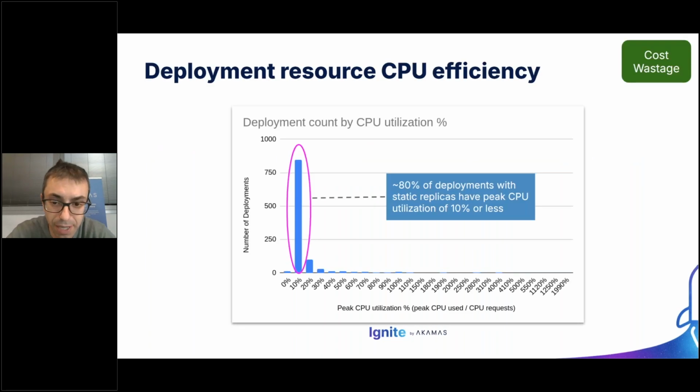So that's the result from a customer that we are working with. If we consider the sizing of the pod in terms of CPU usage with respect to the request and limits, in this case with respect to the request, we see that the majority of the deployments, 80%, actually have a peak of CPU usage with respect to the request of up to 10% or less. So that is the way to say that they are highly over provisioned.